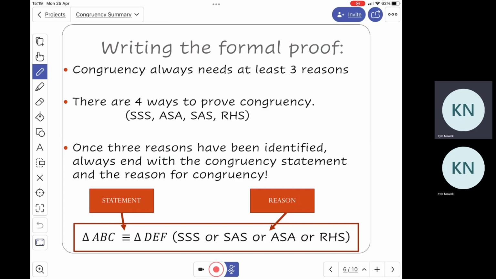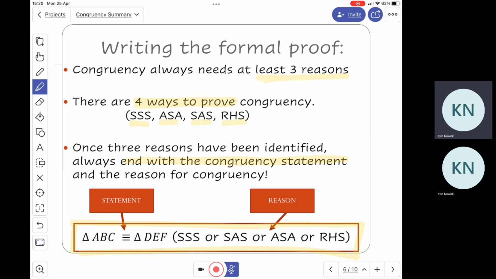So writing a formal proof of congruency is very important. We always need at least three reasons. If we can find more, that's beautiful, but we need a minimum of three. Anything less and we can't prove congruency, right? We use these four ways to prove congruency, which we've just looked at: side, side, side; angle, side, angle; side, angle, side; and RHS, right? Once three reasons have been identified, we always end with the congruency statement, and the congruency statement is this bad boy here in the block.